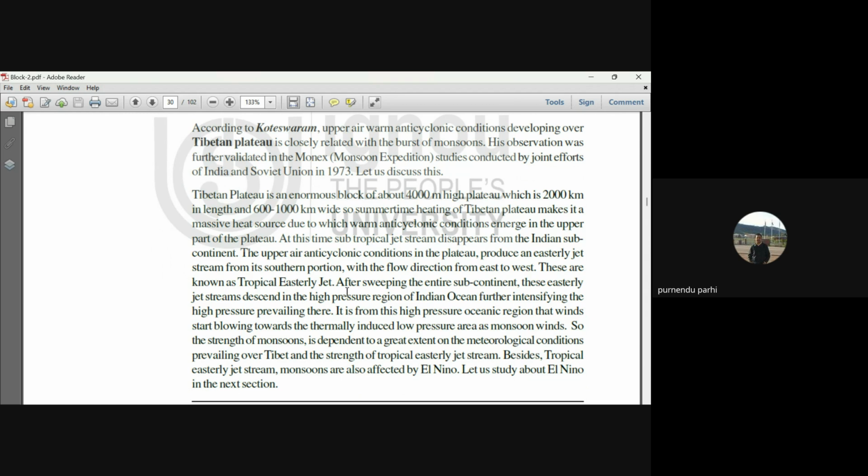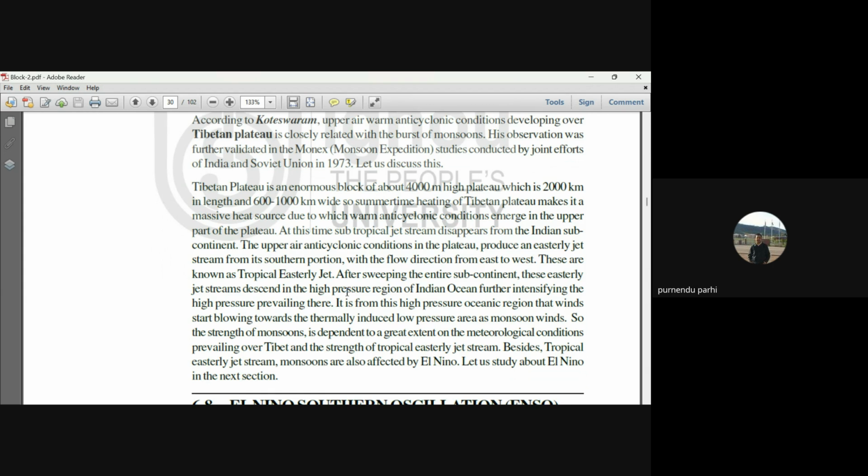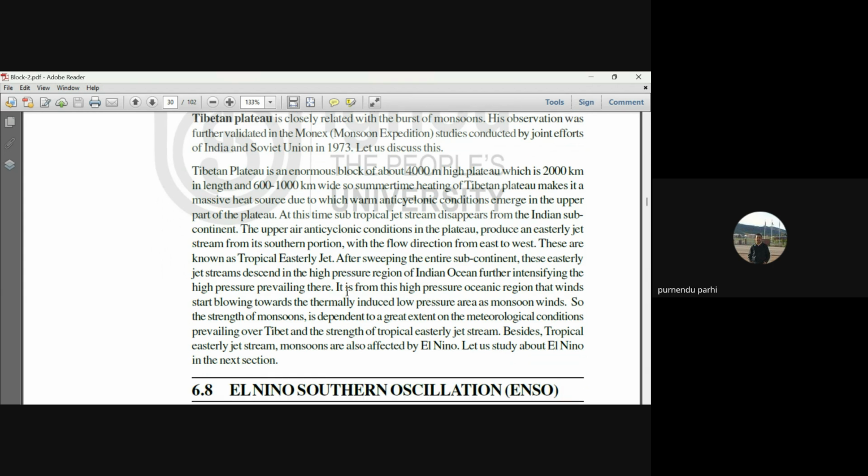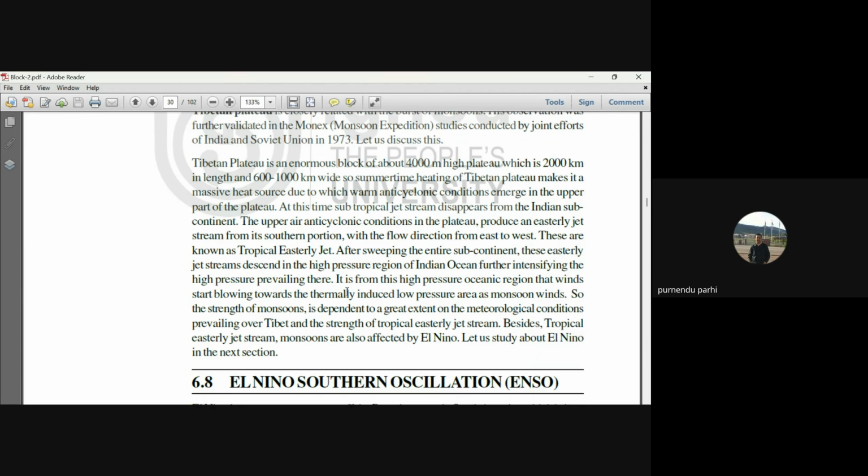It is from this high pressure oceanic region that wind starts blowing towards the thermally induced low pressure area as monsoon winds. So the strength of the monsoon is dependent to a great extent on the meteorological condition prevailing over Tibet and the strength of the tropical easterly jet stream.